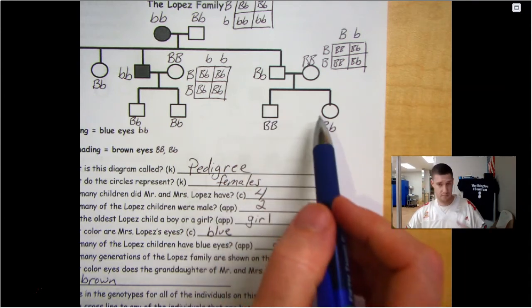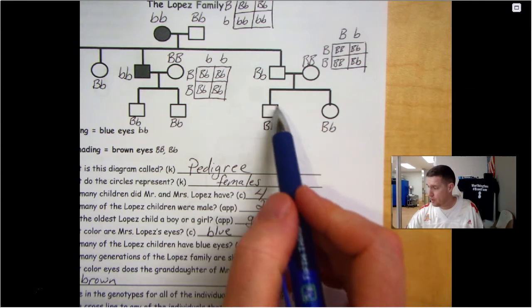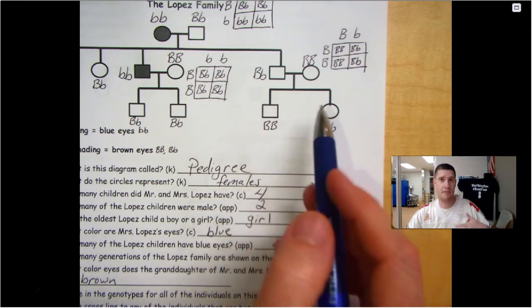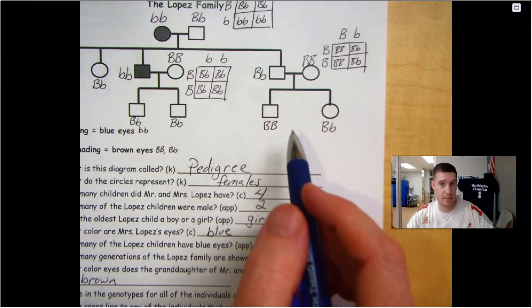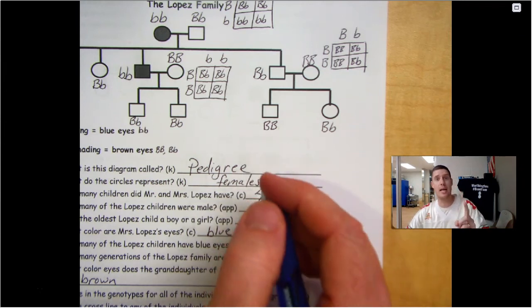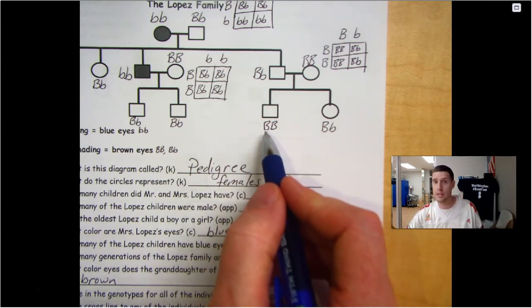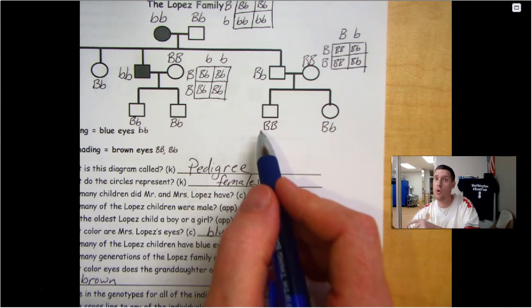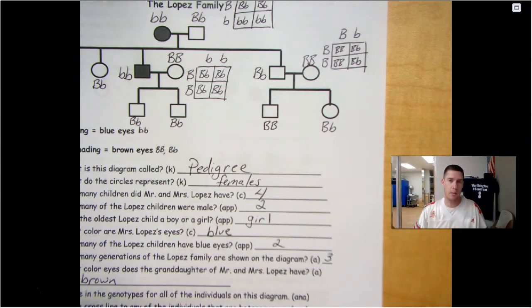So if we wanted to know for sure, these children have to grow up and have kids of their own, and then we could narrow it down, like, oh, they really were homozygous dominant, or, oh, wait, they really were heterozygous. Without a blood test, this is all you can really do.